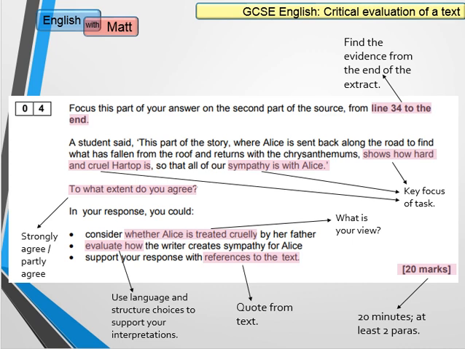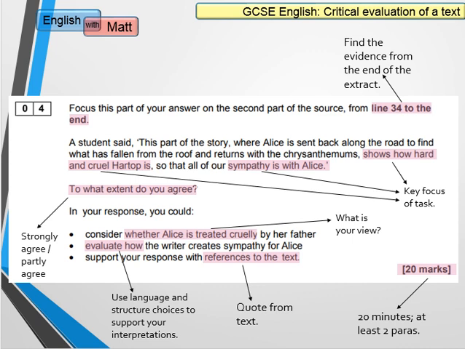And then you get the bullet points. The first bullet point asks whether Alice is treated cruelly or not by her father. The second and third bullet points always remain the same. So evaluate how the writer creates sympathy for Alice. The 'how' bit stays the same, reminding ourselves that we need to talk about writers' methods. And the final bullet point reminds you to include quotes in your response, so evidence, the bits that you highlight, which we're going to do next. 20 marks, 20 minutes, at least 2 paragraphs in this mini essay.